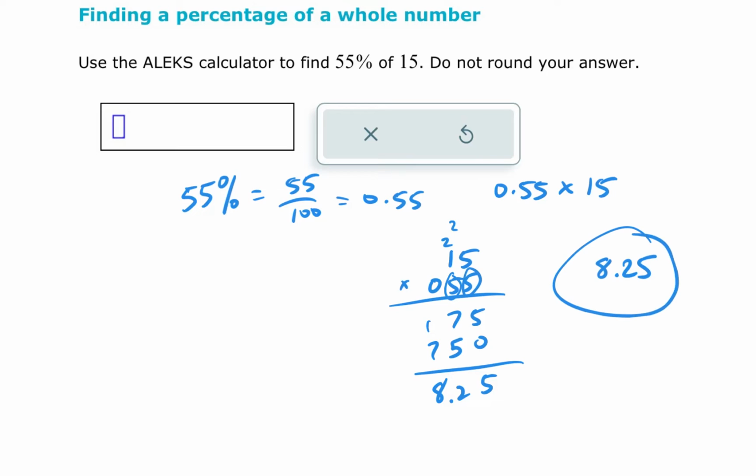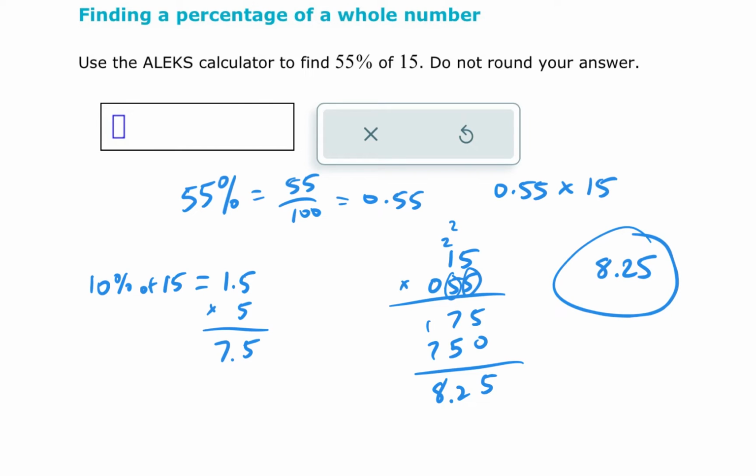We could also do this mentally by thinking about what is 10% of 15. Well, 10% of 15 is 15 divided by 10, so that would be 1.5. Well, if 10% is 1.5, 50% would be 1.5 times 5. It would be 5 times that. So we could multiply this times 5, which would be 7.5.